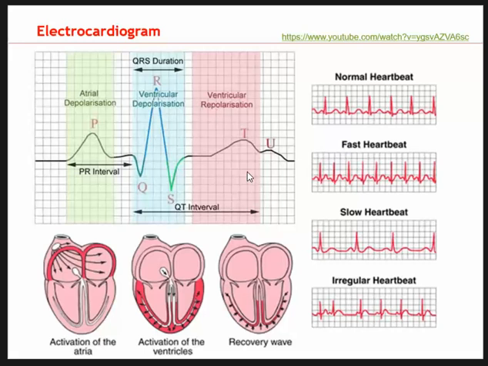I just wanted to show you that the SA node, when the atria contract, that's our P wave. That's our atrial depolarization. Then the signal will spread to the AV node, which will then allow those ventricles to contract, and that's our QRS complex. And then the relaxation of the ventricles, the recovery wave, that's our T wave. So that's really all I'm going to go into about the ECG.